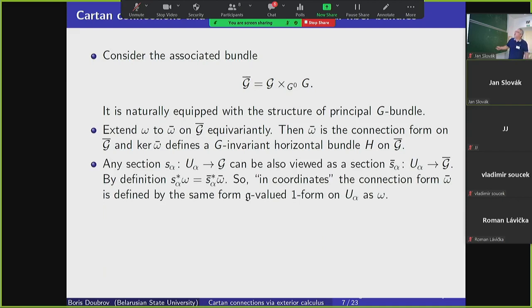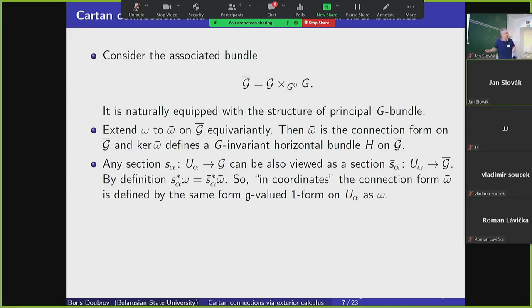So actually, if we again go back to, so to say, the coordinate definition of connections, Cartan connections, but also connections in principal bundles, in fact, these two connections in coordinates are defined in the same way if you fix a section. So if you fix a section of G, then it can be viewed also as a section of G bar. And then by definition, pullbacks of omega and omega bar are the same. So if you look at this from the point of view of, so to say, the gauge transformation definition of connections, they are defined by the same forms, with the only exception that in the case of this bigger bundle, G bar, you would now be allowed to use gauge transformations that take values in G, not just in G naught.